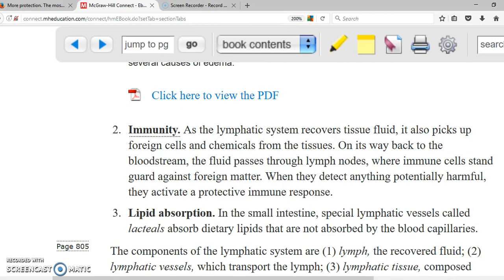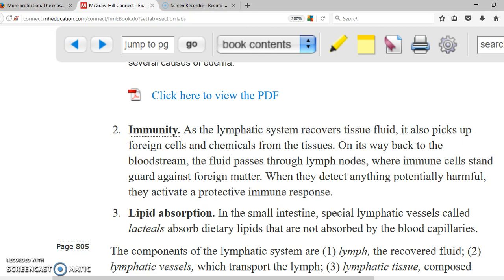Immunity, because your lymphatic system is going to recover the fluid, and in this fluid many times you're going to find bacteria, viruses, in other words, microorganisms that may cause infection. The lymphatic system obviously is going to be an important part of immunity because it's going to help you fight these foreign substances or microorganisms that may cause disease on you. We will talk about it later on when we cover immunity in the next few pages.